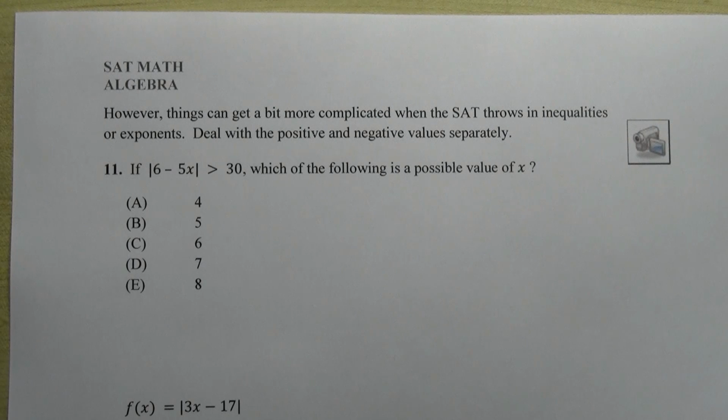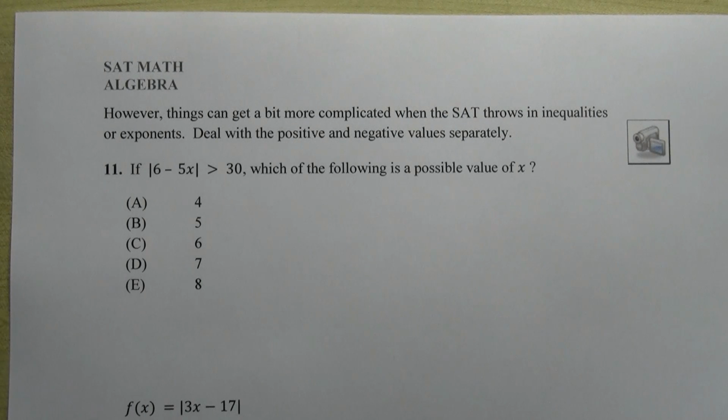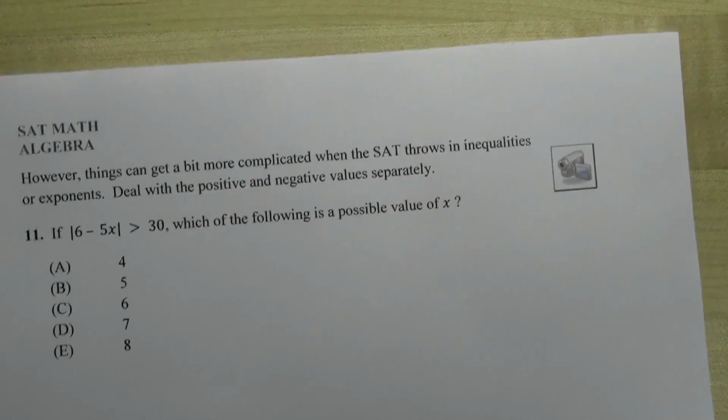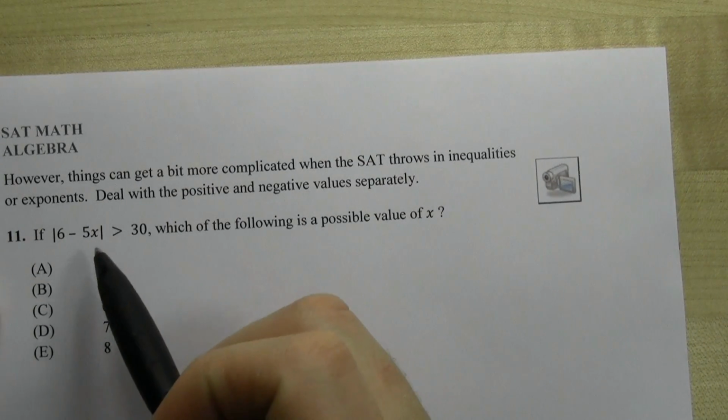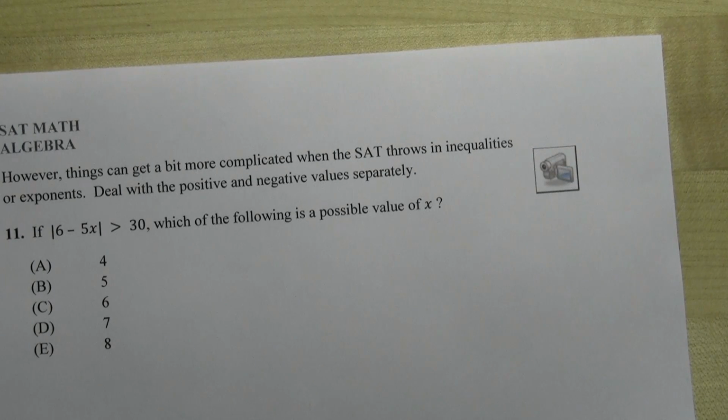As mentioned, things can get a bit more difficult when you're dealing with absolute values in conjunction with exponents or inequalities. So I'm going to show you a few examples of slightly more difficult applications of it. All right, so in this case it says absolute value of 6 minus 5x is greater than 30, which of the following is a possible value of x.